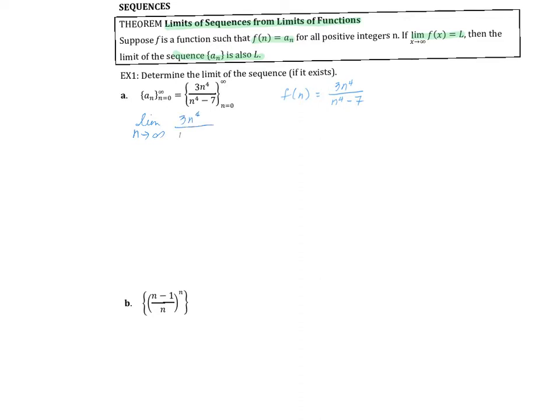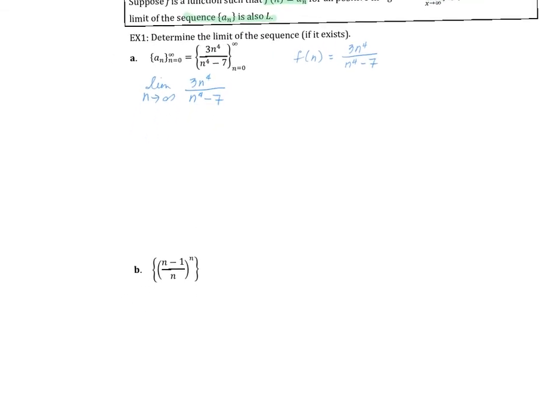So again, we can now treat sequences as if they were functions. The advantage is that all our formulas for limits still apply. So first note that as n goes to infinity, I get infinity over infinity. So I have a choice. I can do L'Hopital's with this limit, or what I'm going to do is simply divide everything by n to the fourth.